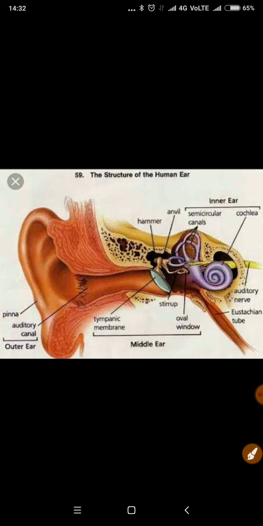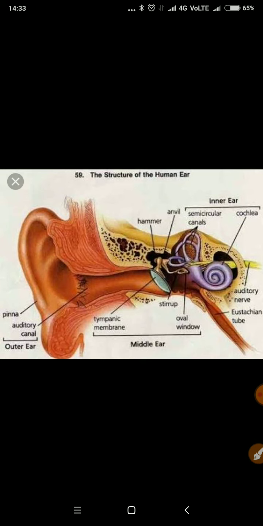I told you that 3 bones are present in the middle ear. What is the function of these 3 bones? I forgot to tell you. Its function is to amplify the sound. It amplifies the sound and allows it to reach up to your brain.